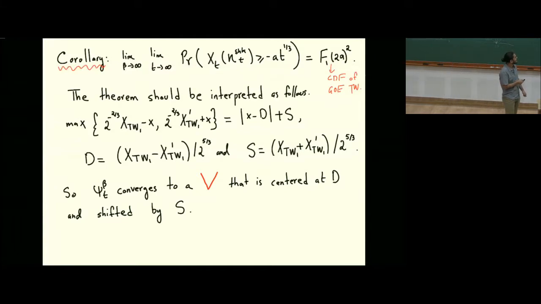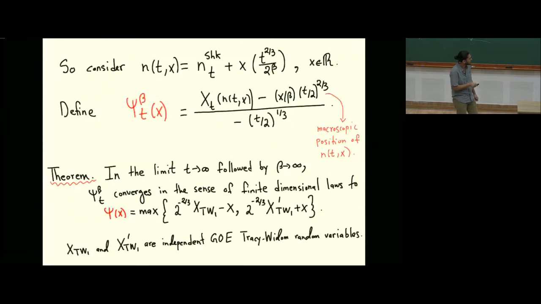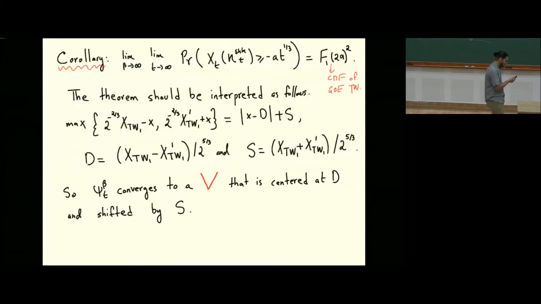I should also say that there is a corollary of this, which is that if you look at the particle at the macroscopic position of the shock, its scaling limit is the max of 2 independent GOEs, which you just get by plugging in x equals 0 in this. That's the corollary. You will see why I mentioned this. But the interpretation is that the shock process is converging to this random V, which is centered and shifted.